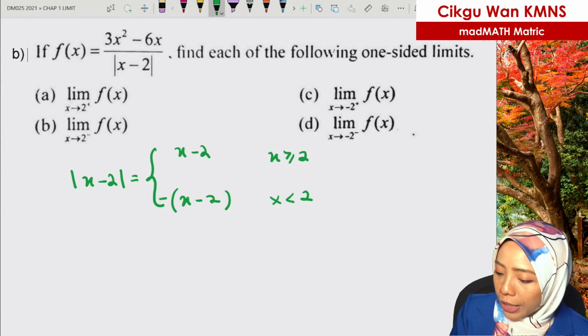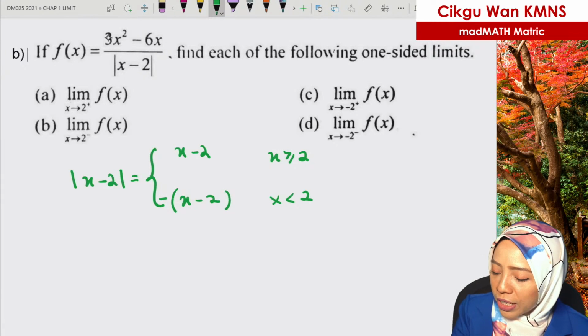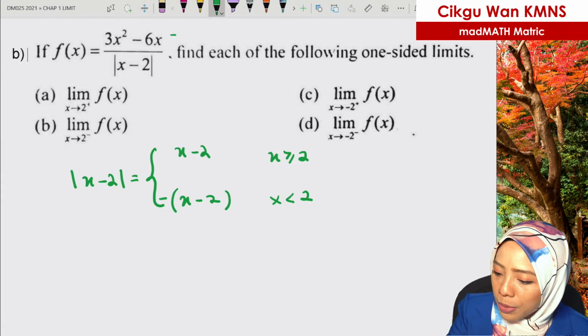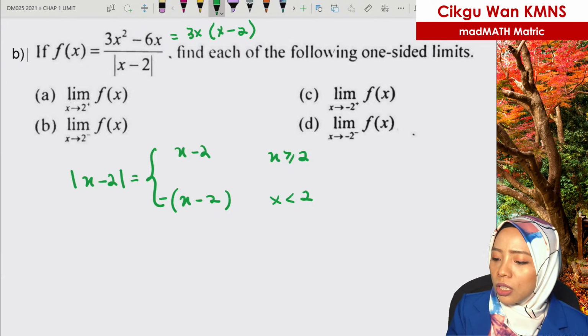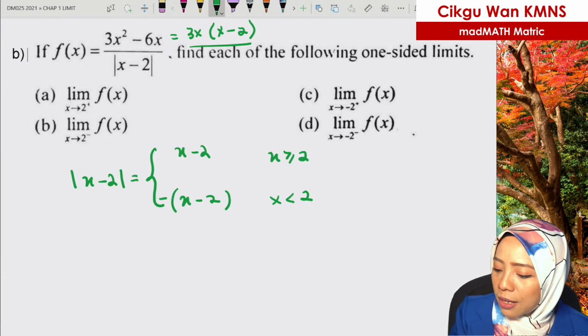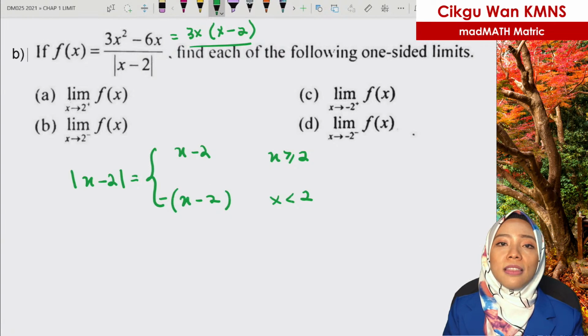Alright. So what is the function 3x squared actually? We factor out 3x, and we remain with x minus 2. So below here, we just need to choose either x minus 2 or negative x minus 2.